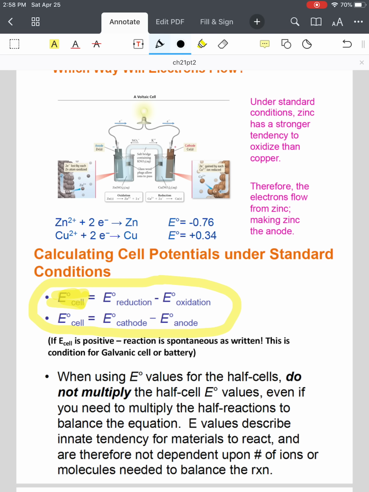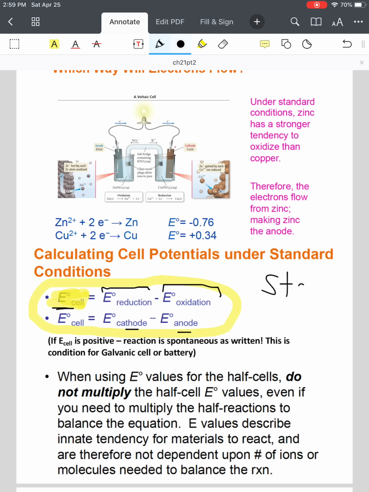We take the standard reduction potential from that table for the reduction half reaction, and we subtract the standard reduction potential for the oxidation. Reduction minus oxidation, or the cathode minus the anode half cell. All you do is take the difference between the numbers on that table that we just talked about. And that's how you compute the standard cell potential.